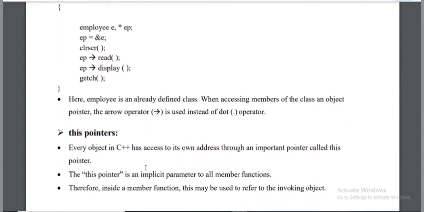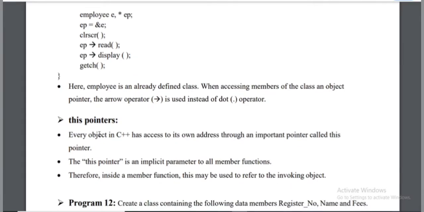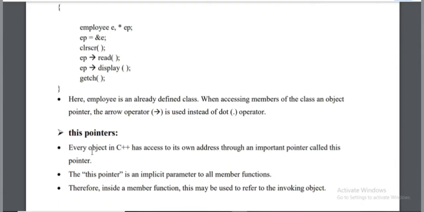So next we'll see the this pointer. This pointer is another keyword. Okay, this is a keyword. Every object in C++ has access to its own address through an important pointer called the this pointer. Read once again: every object in C++ has its own address.